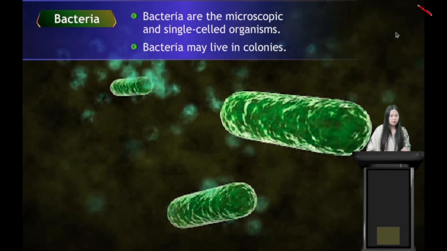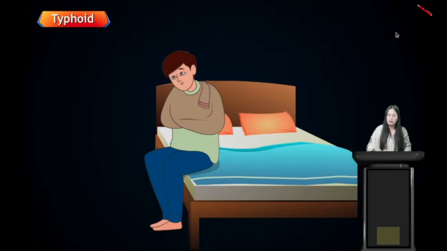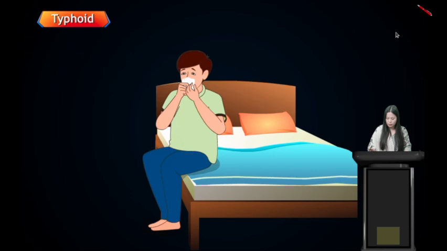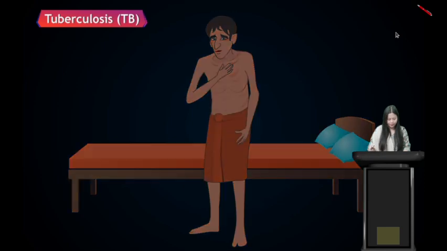Bacteria were also among the first life forms to appear on Earth, and they are present in most habitats. So this is about bacteria. Some of the diseases caused by bacteria include typhoid. Then we have tuberculosis, in short we call it TB. So typhoid, tuberculosis, and other diseases like cholera, all these are caused by bacteria.